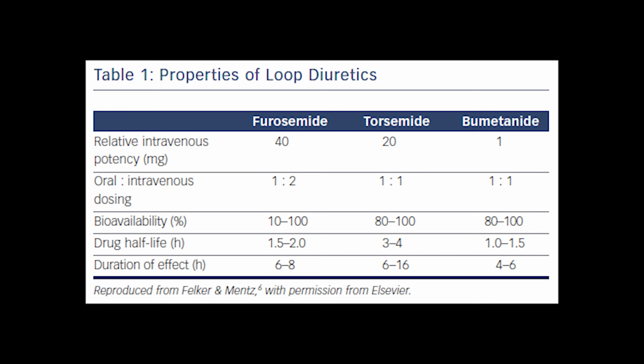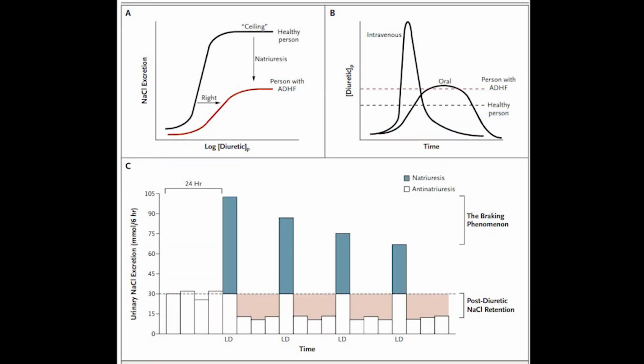Maybe the loop diuretic that we have might have a small ceiling, and with that kind of idea is this other idea of the natriuresis. This is kind of graph C, looking at urinary sodium chloride excretion over time. And there's this concept that, depending on the loop diuretic, over time they're going to go back to below the threshold. So the natriuresis will stop, and that's the concept that you see here.